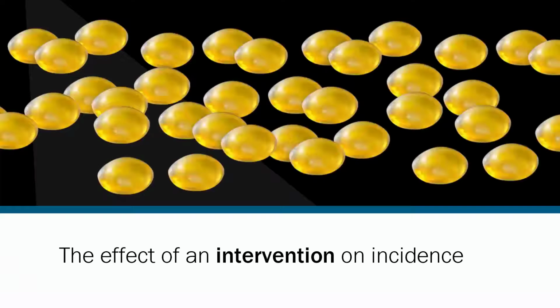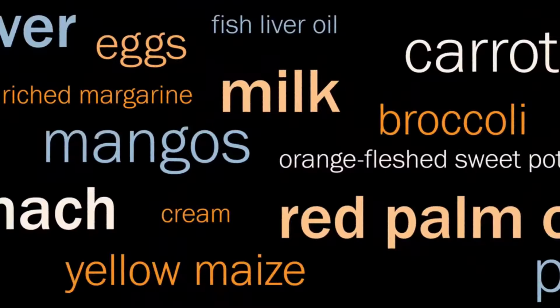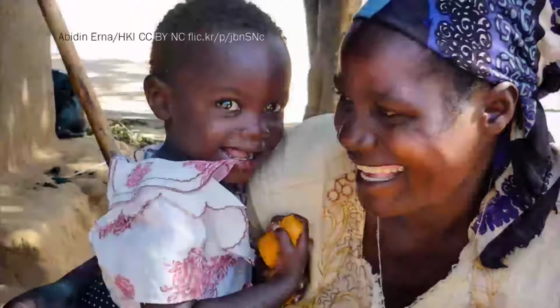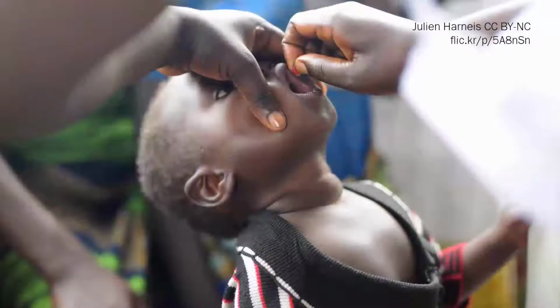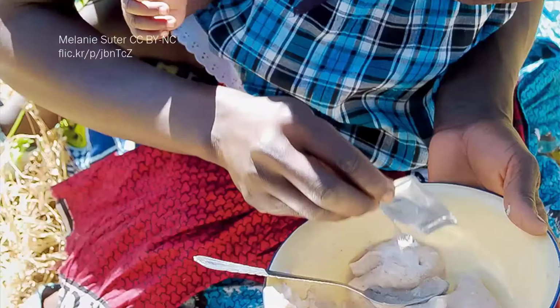The effect of an intervention on incidence. When xerophthalmia is found in children, it is usually a result of vitamin A deficiency. Supplementing the amount of vitamin A in children's diets is an example of an intervention to address this issue. The intervention will mean fewer cases of xerophthalmia occur. In other words, it will result in a decrease in the incidence of xerophthalmia.